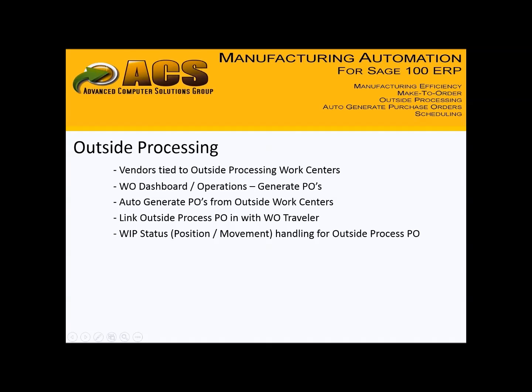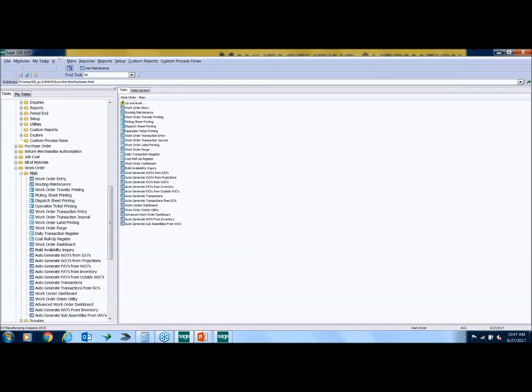So I'm going to jump ahead to outside processing, and I'm going to try to go a little fast in outside processing and auto-generate POs so we can get over to the scheduling, okay? Outside processing is really just trying to tie the vendors with your outside processing work centers and letting you auto-generate purchase orders and then linking those auto-generated purchase orders in with the work order and letting all that process flow back to the work order, cost it out to the work order, and then link that in with the traveler and stuff. So it just gives you the ability to have that automation in play.